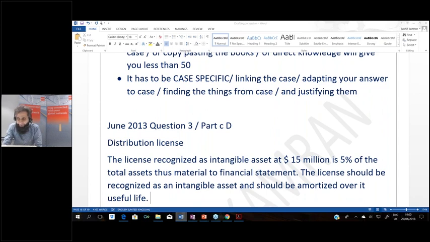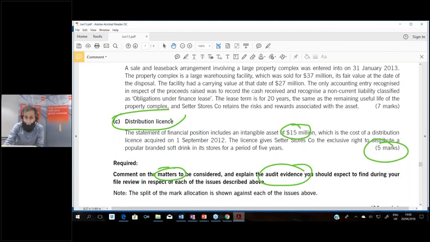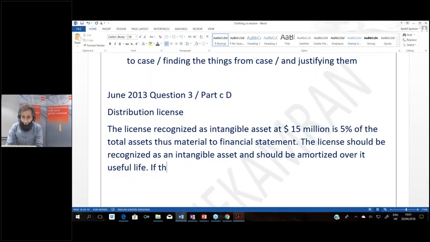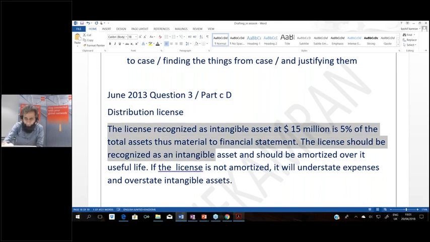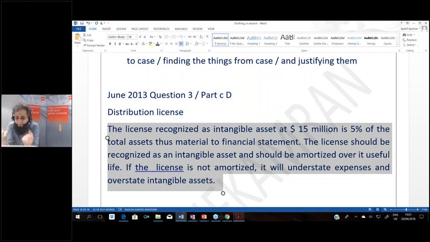So there is nothing about amortization given, right? So how will I find risk? I'll think about negative. If the license is not amortized, it will understate expenses and overstate intangible assets. See, I just wrote an MTR paragraph quickly.